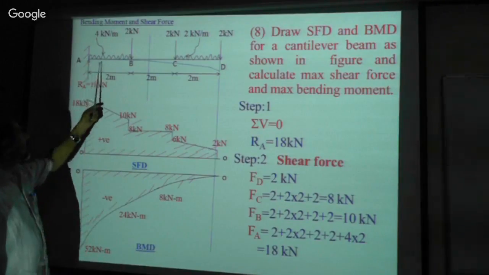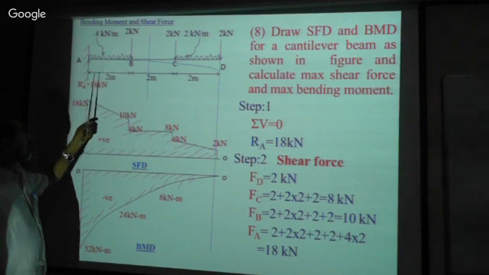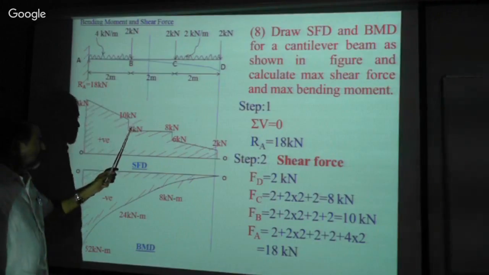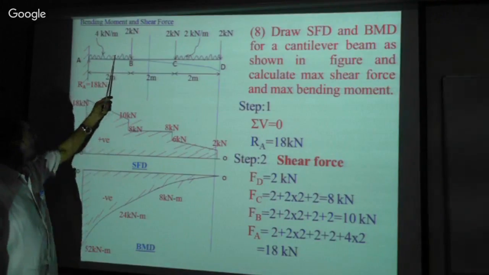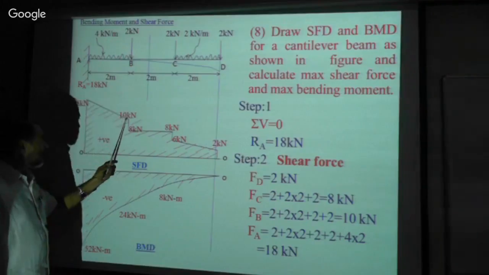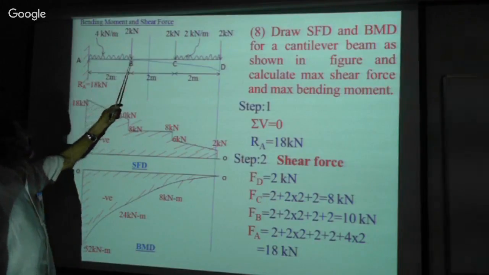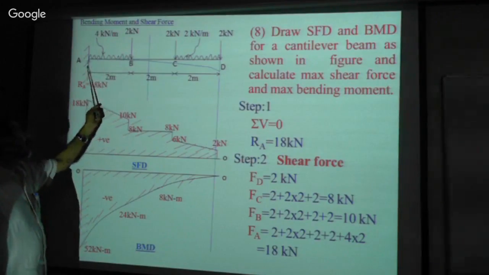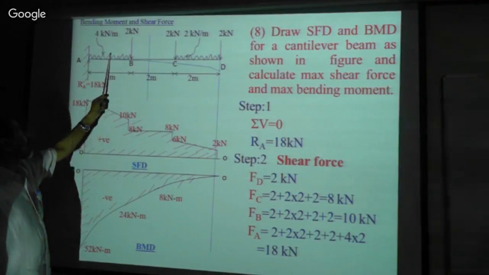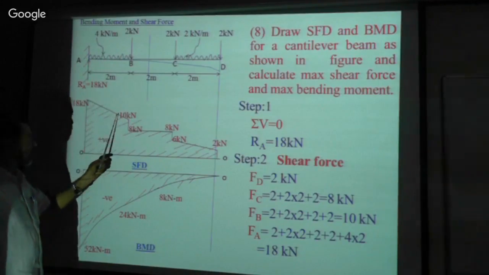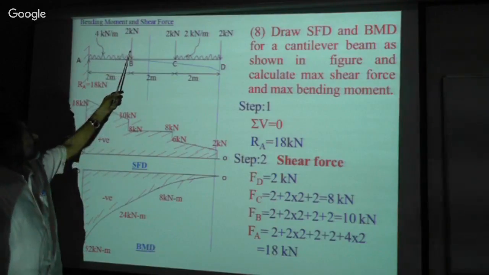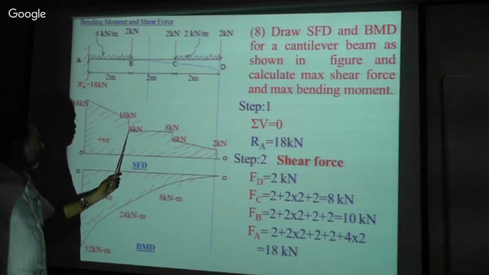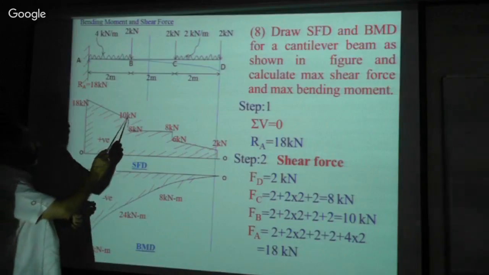Now, this is the UDL, uniformly distributed load. Below this, the shear force is a linear variation. Isn't it? Linear variation. It is acting downward. Therefore, let us come down by the intensity. What is the total intensity of this load? 4 into 2. Total load is 8 kilonewton. Therefore, let us come down by 8 kilonewton. And at this point, we will come down by 2 kilonewton. Draw this line, 2 kilonewton.